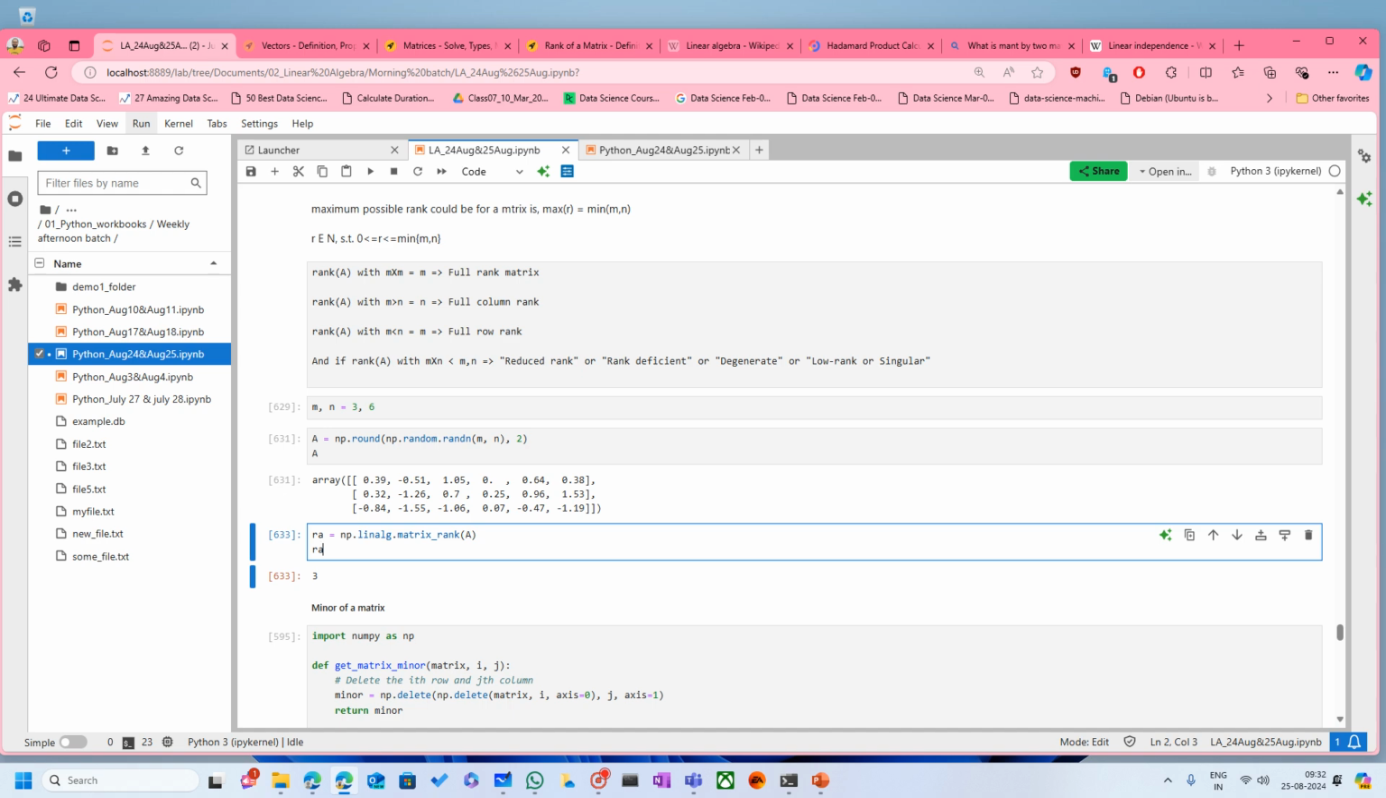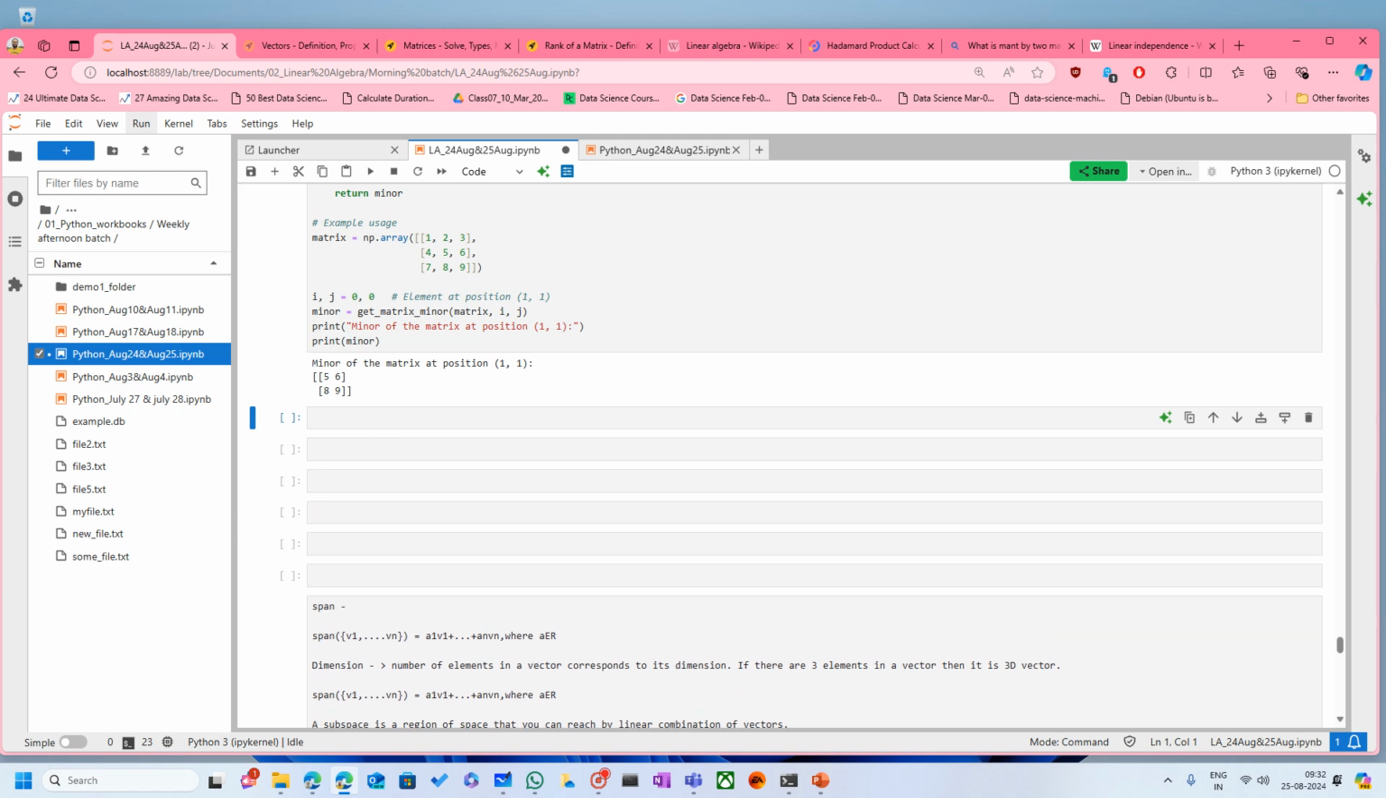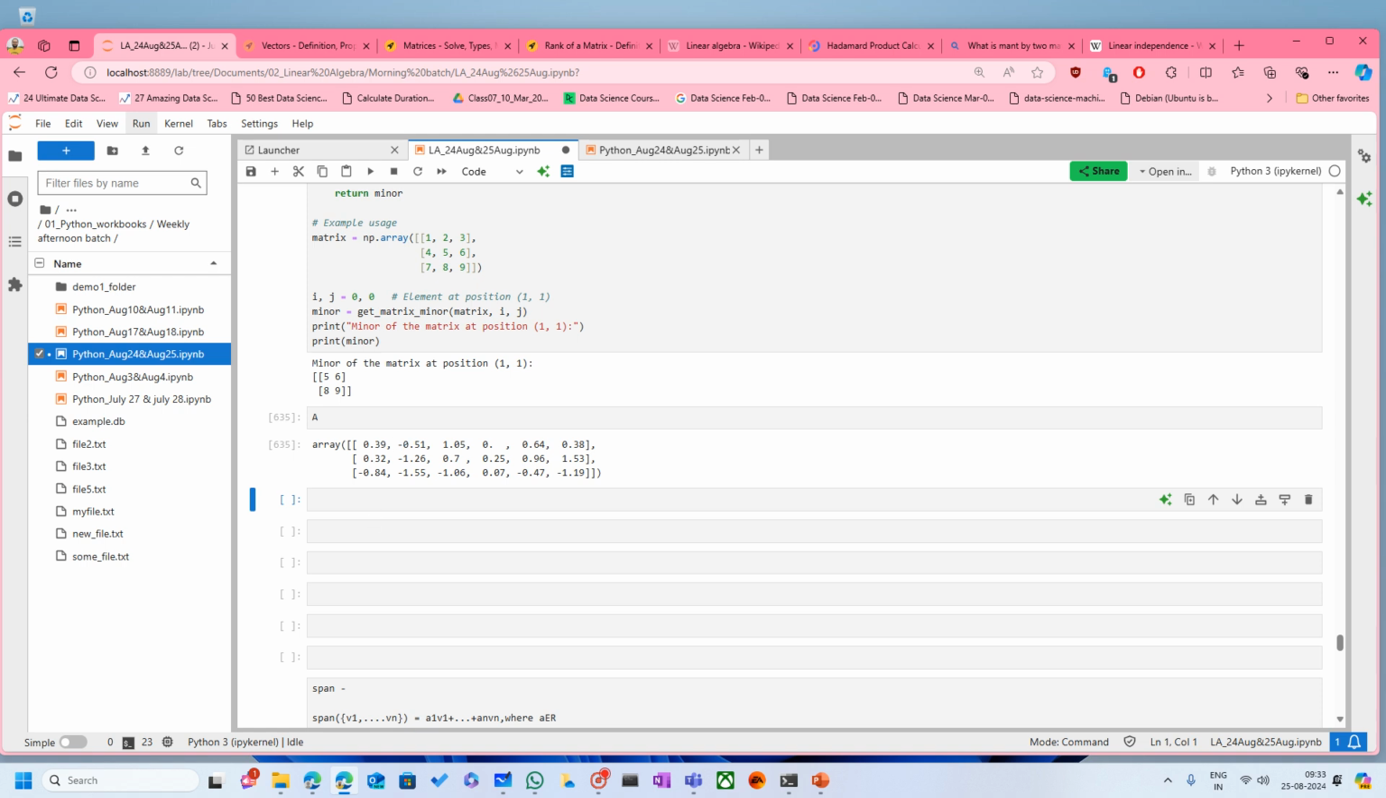Okay, yeah. So this is fine. This is the rank of a matrix. Next thing is, we will see minor. We don't have a direct method to calculate it, but determinant surely we have a method to calculate. So let's take the same A matrix that we just created.